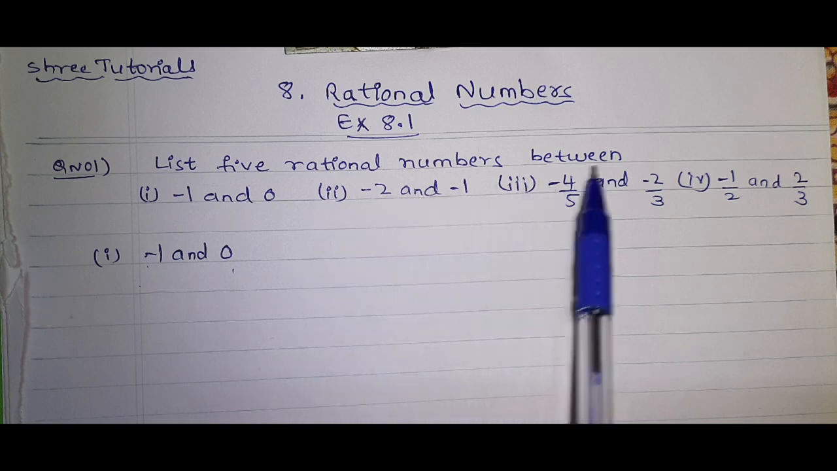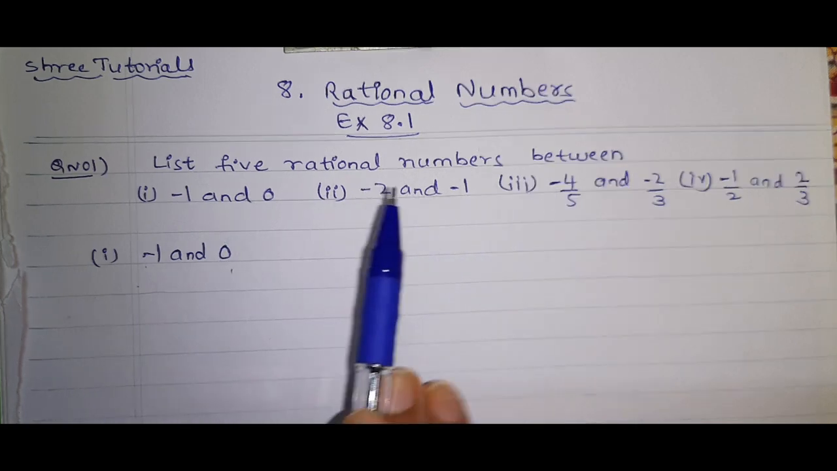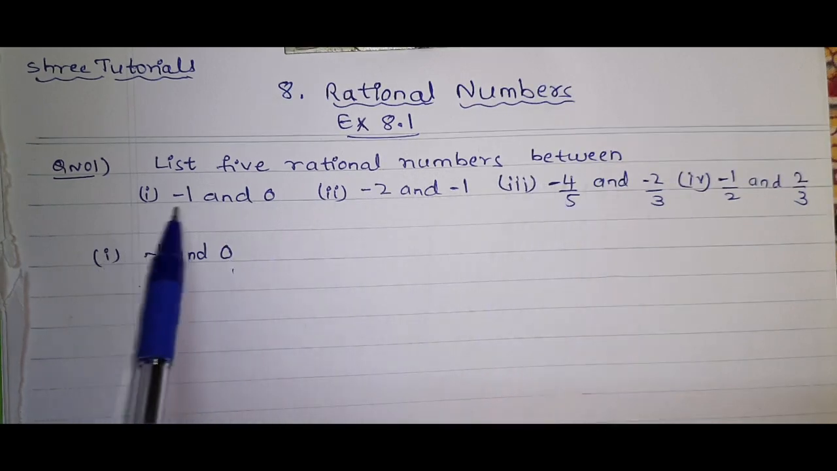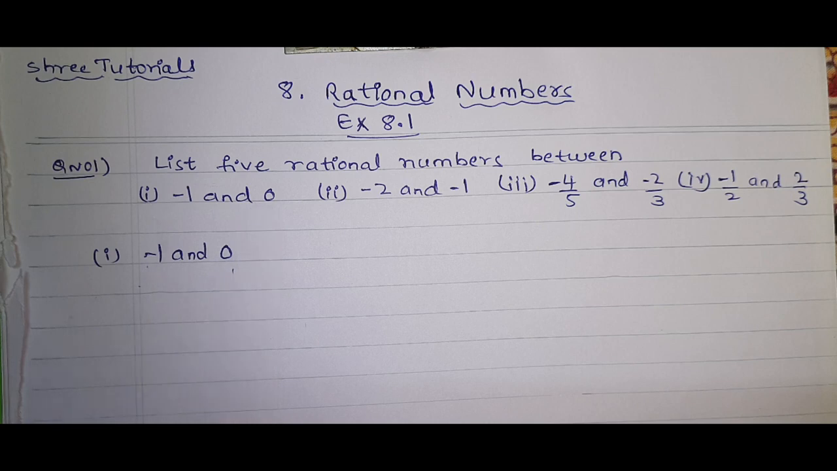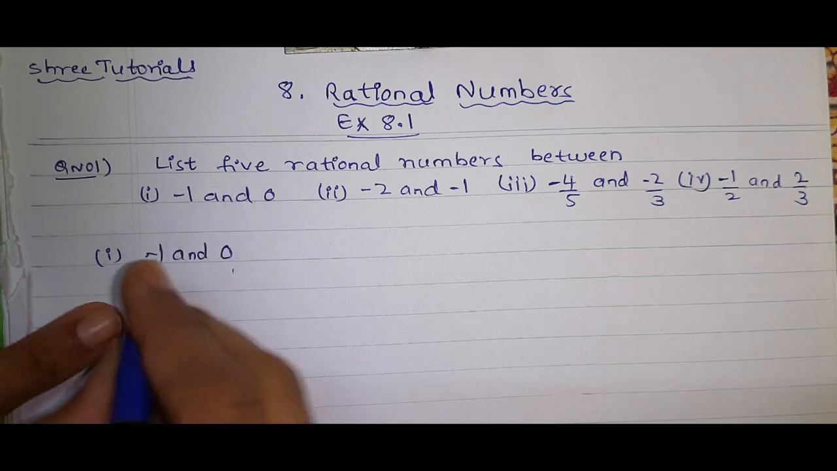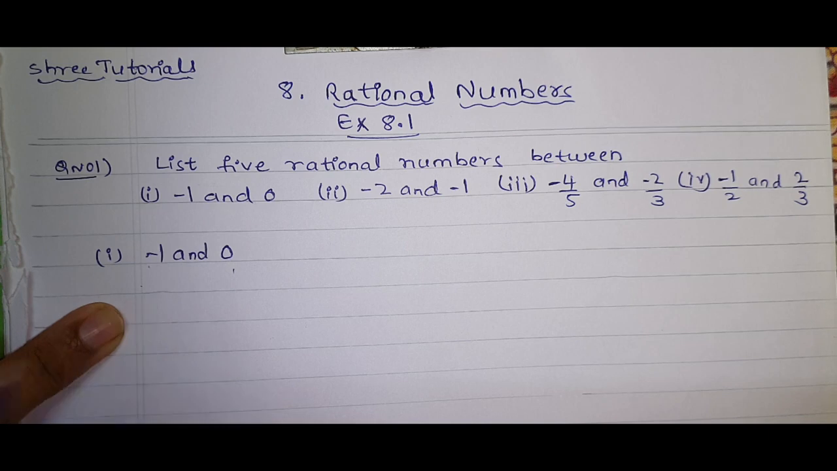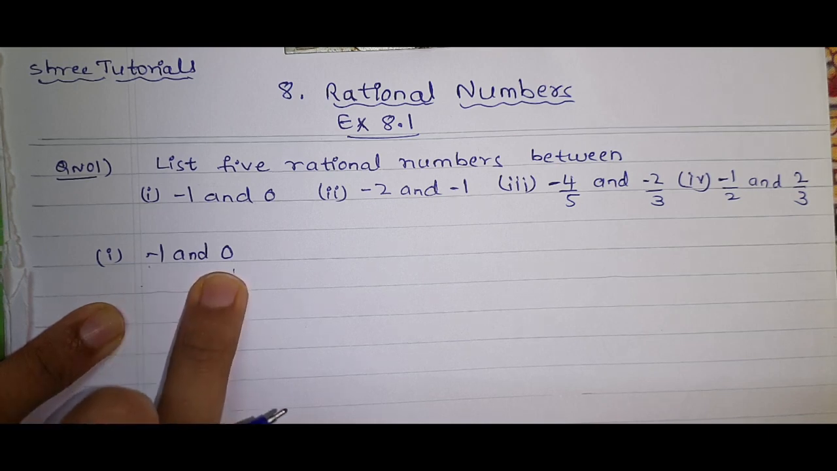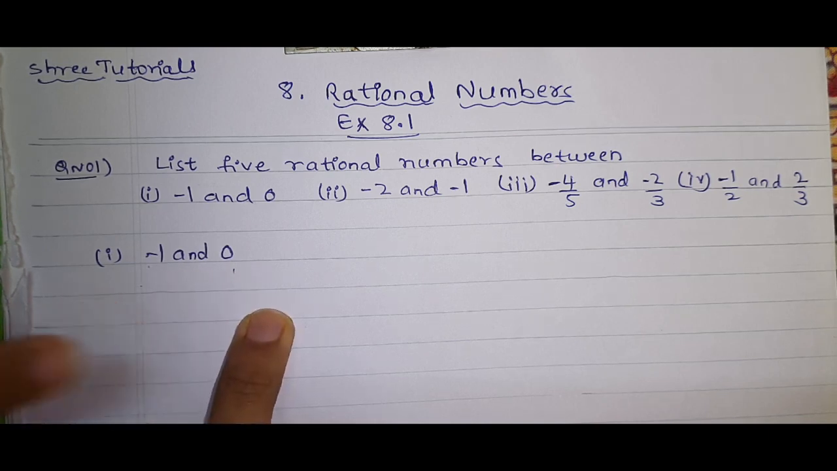List 5 rational numbers between. First one is minus 1 and 0. Let me write this in the form of the rational numbers. These are in the form of the integers.